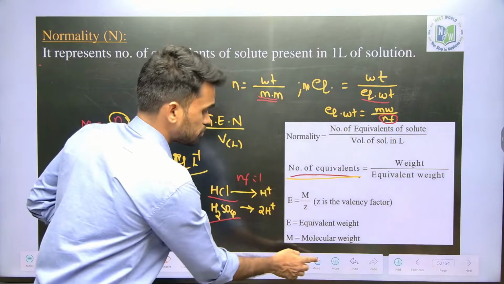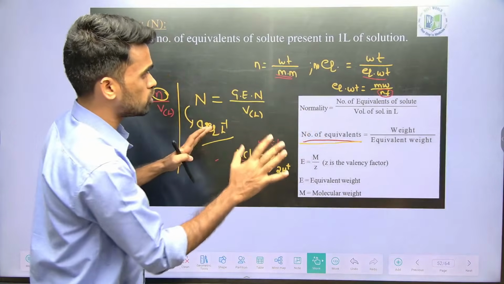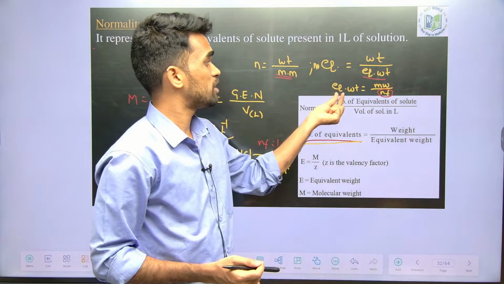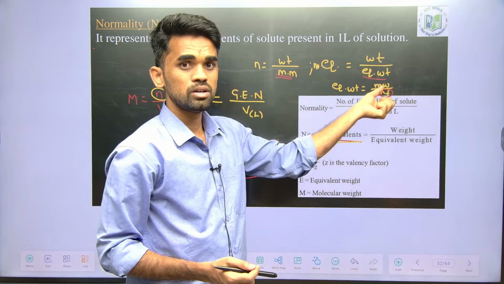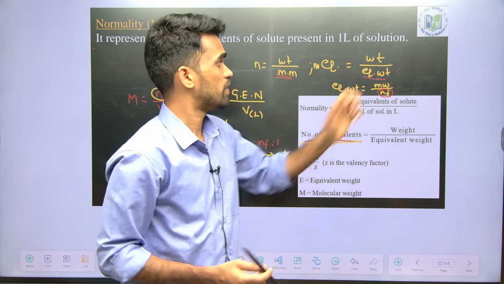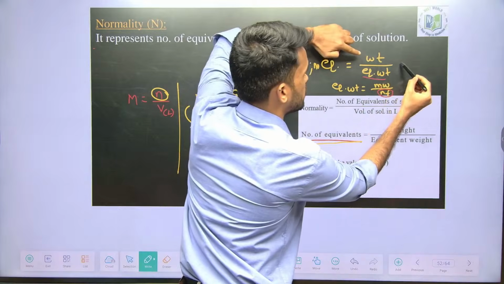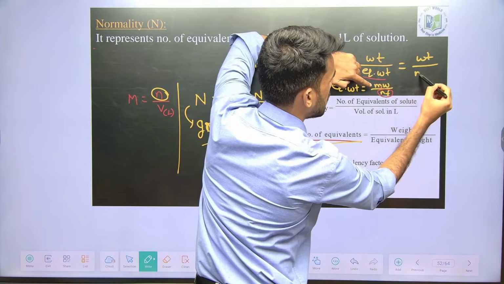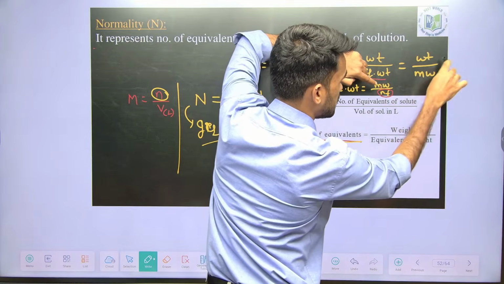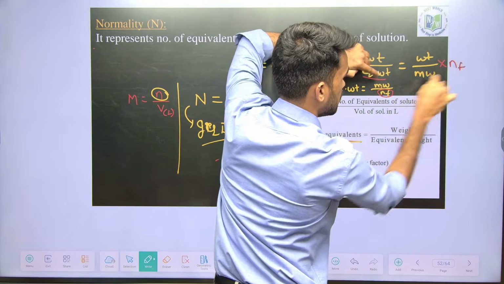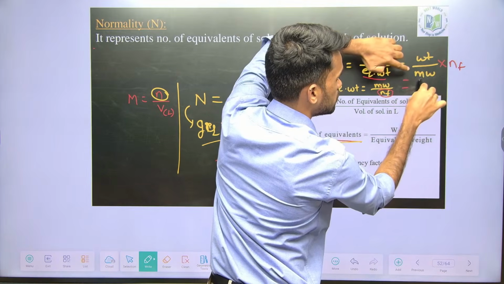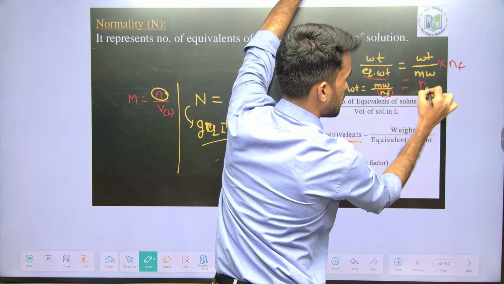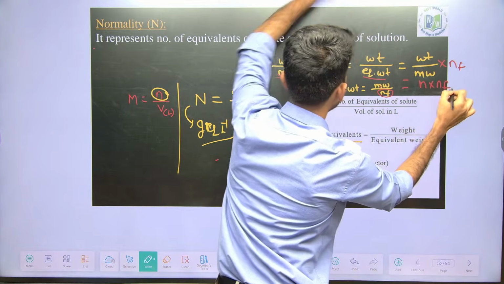Now we want one simple formula. Equivalent weight means molecular weight by n factor. The same thing I am placing over here. So weight as it is, equivalent weight means molecular weight by n factor. Can I write this here in the numerator? Weight by molar mass, that is number of moles, into n factor is nothing but number of equivalents.